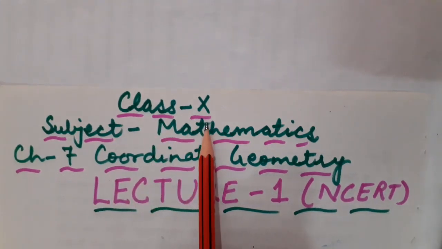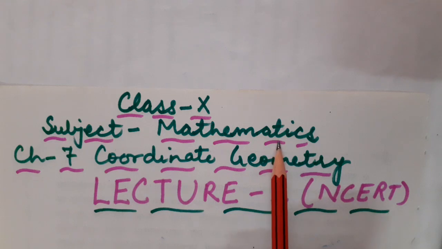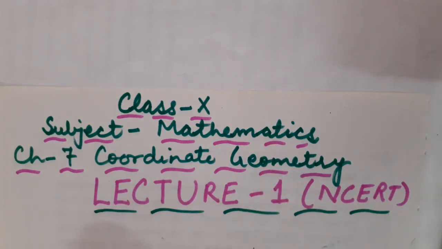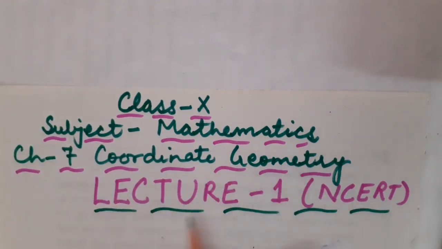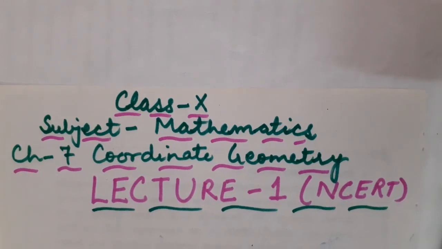This is class 10th, subject mathematics. Children, today I am going to begin with a new chapter, that is coordinate geometry. Chapter number 7, coordinate geometry. Lecture number 1. And children, the content I am going to cover from NCERT. Children, I am going to finish this chapter in total 7 lectures.